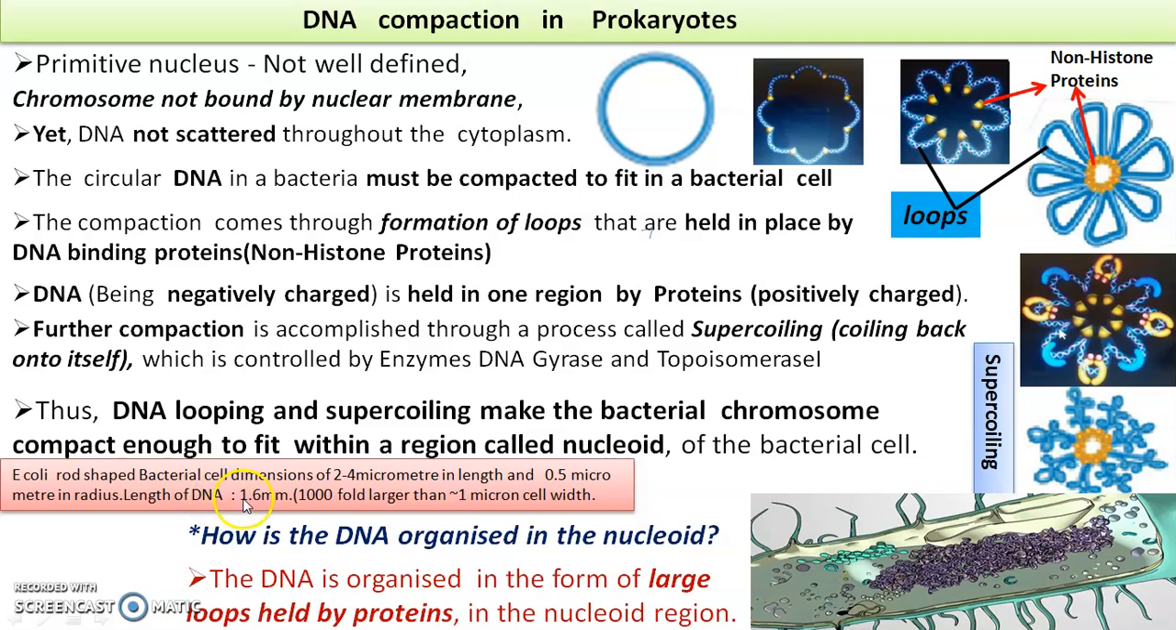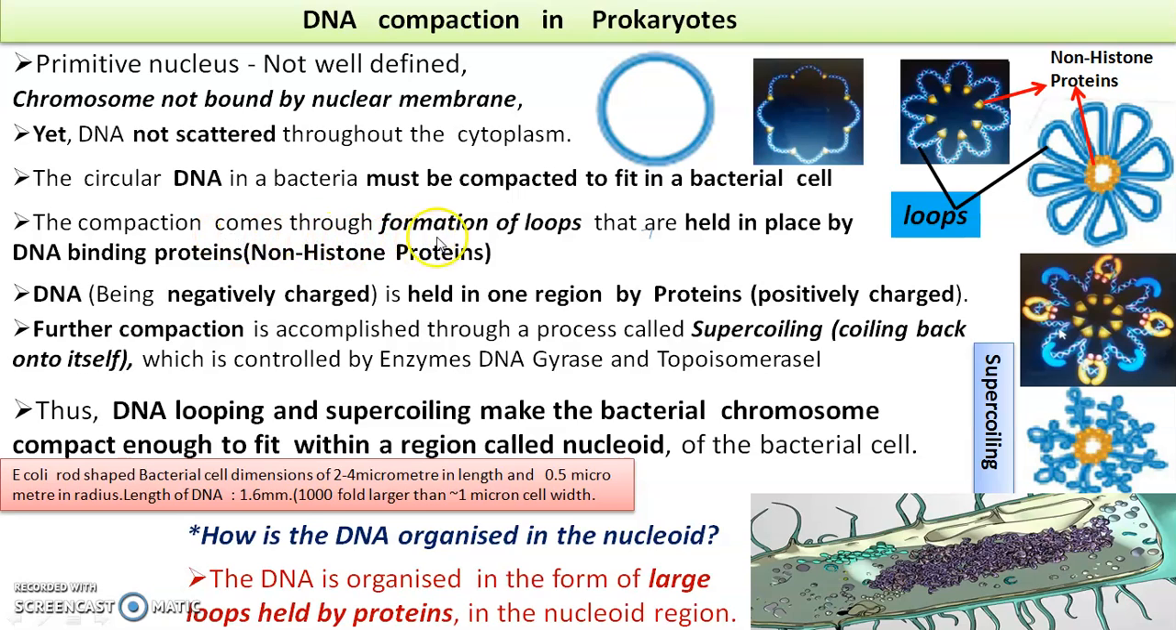The length of the DNA is around 1 millimeter or so. So here I have given E. coli, I have taken as 1.6 mm. So it's quite long, around 1000 times larger, 1000 folds larger than the size of the cell. So how would such a big material fit into the cell, which is smaller than it, much smaller than it? So that compaction process we'll go through.